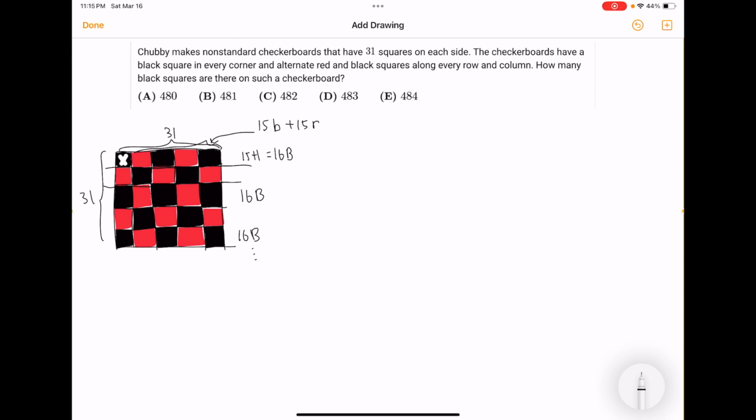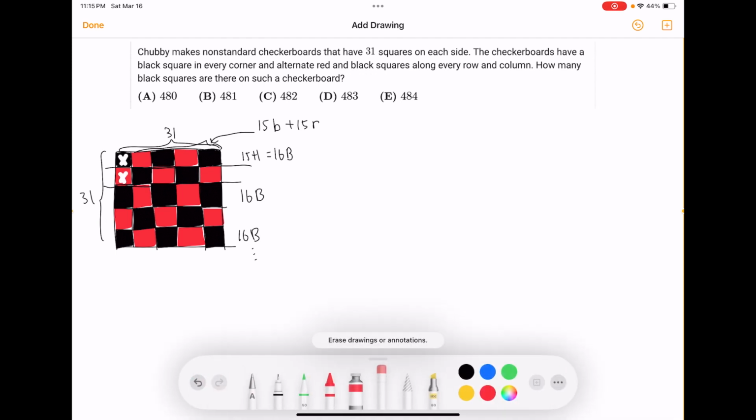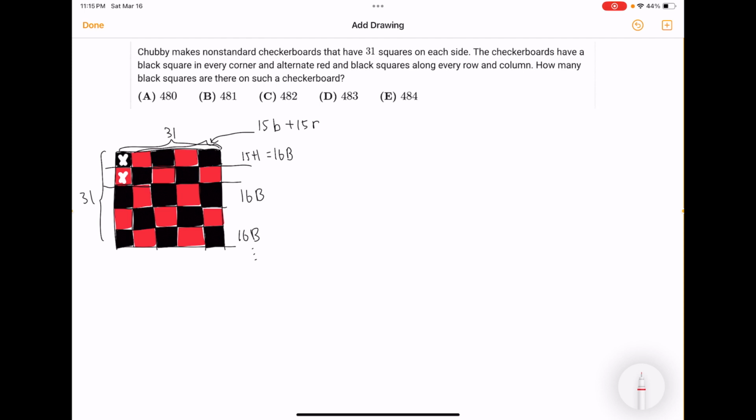Here we see we start with a red square and end with a red square. So we're just going to do the same thing that we did just a few seconds ago. Cross out the end square, and we see that we have 15 black squares and 15 red squares, excluding the end square. On this row, we don't need to add 1 to the 15 black squares because the end square that we cut off is a red square. So this row would just stay with 15 black squares.